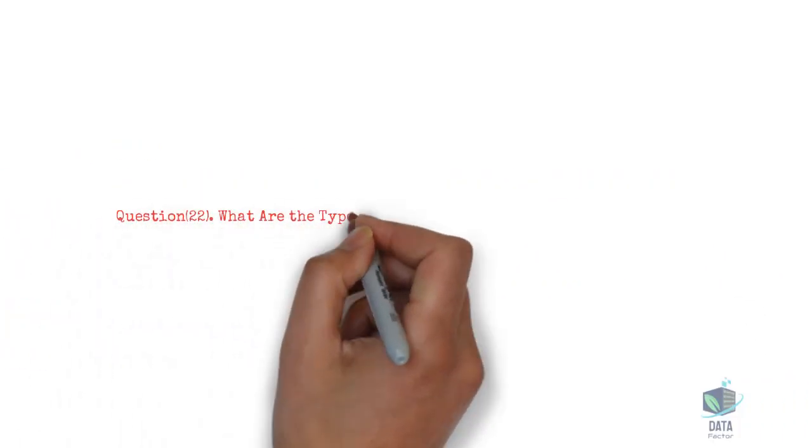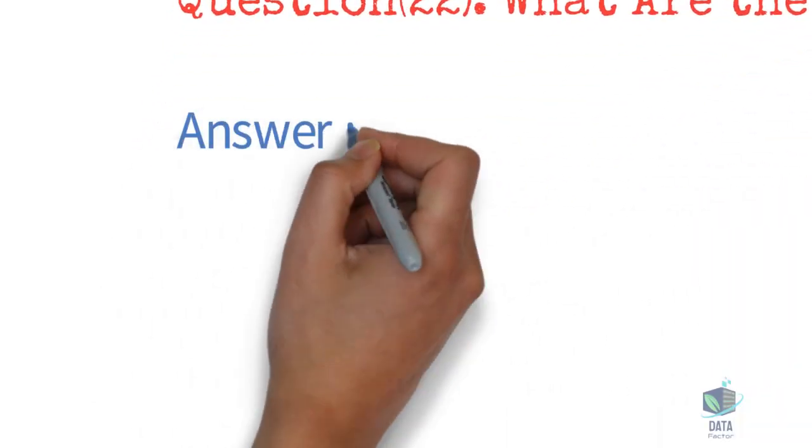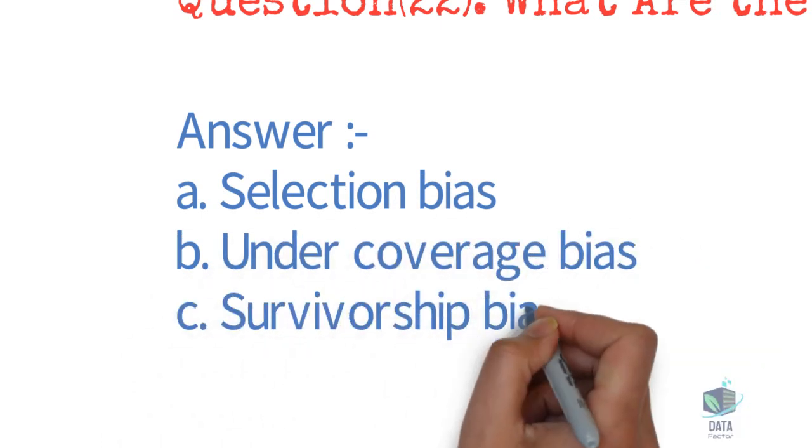Question 22. What are the types of biases that can occur during sampling? Answer: A. Selection bias. B. Undercoverage bias. C. Survivorship bias.